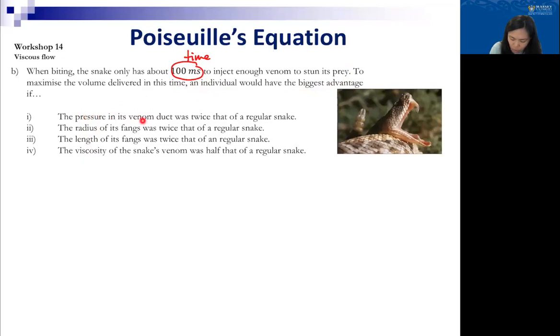Should the pressure in the venom duct be twice that of a regular snake? Should the radius be twice that of a regular snake? The length, should it be twice? Or should the viscosity be half that of a regular snake?